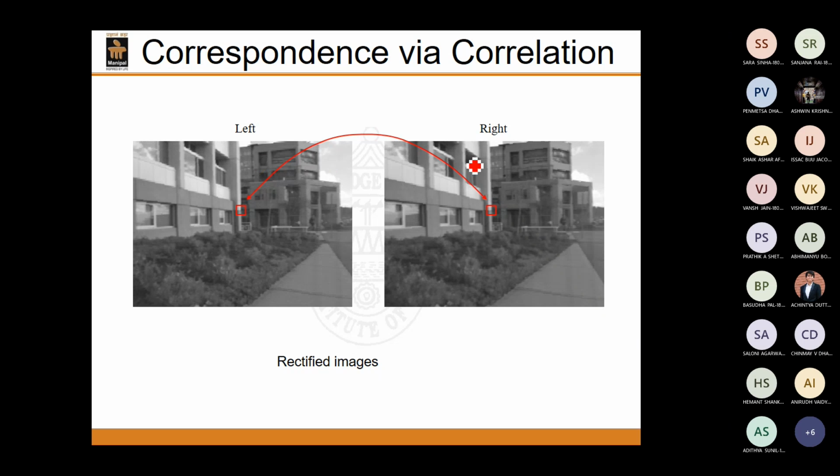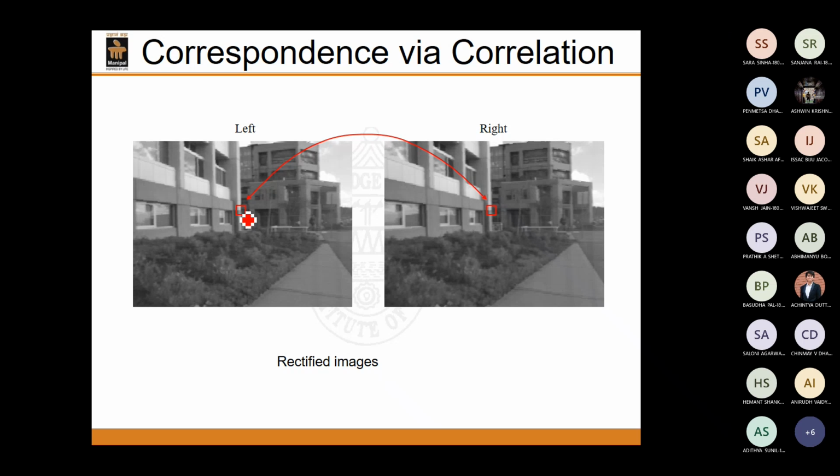So this is my left image and the right image, and using these two images I need to reconstruct the 3D scene, this particular 3D scene of this street. In order to reconstruct the 3D scene, I need to find the corresponding pixel pairs.